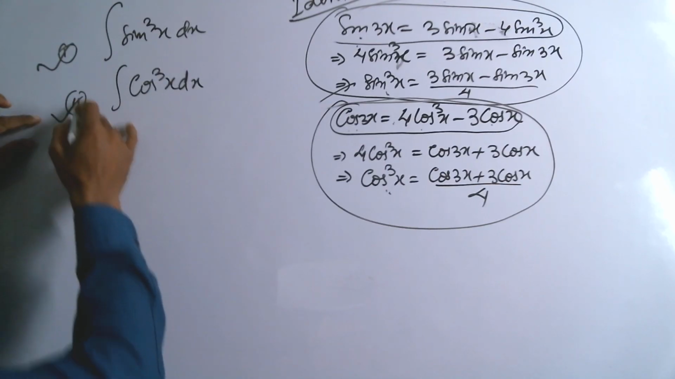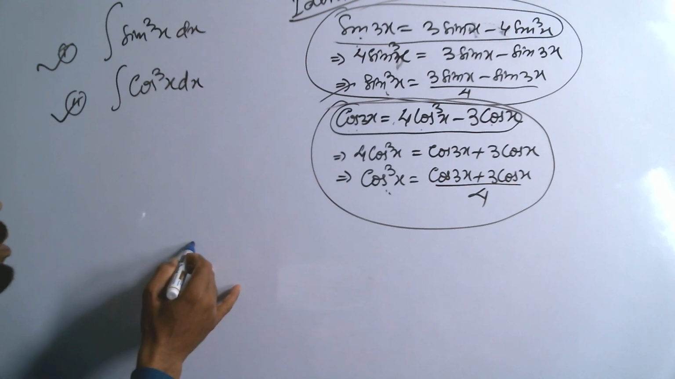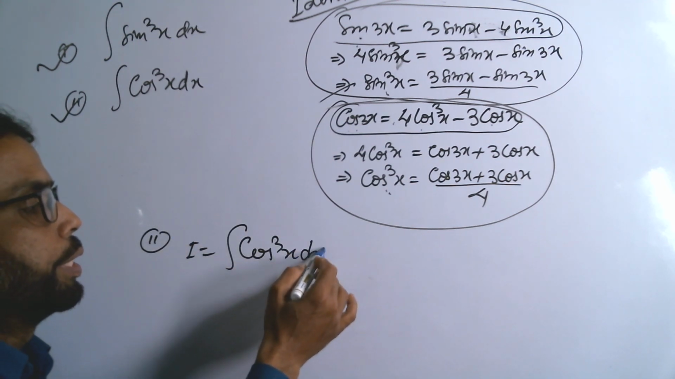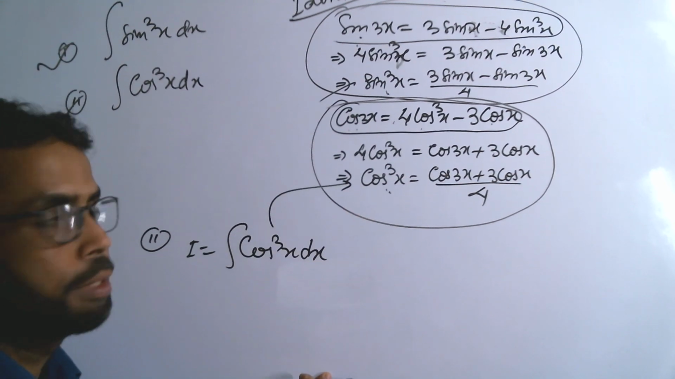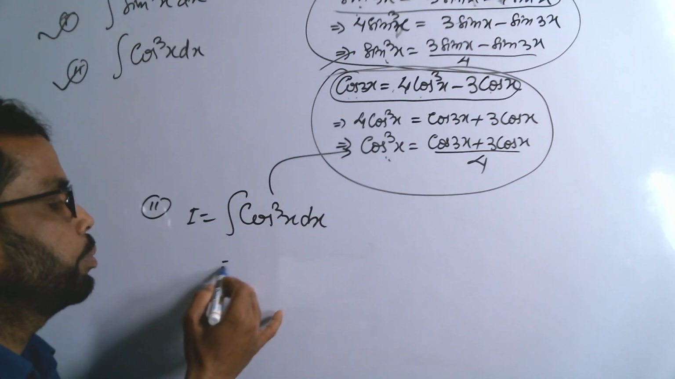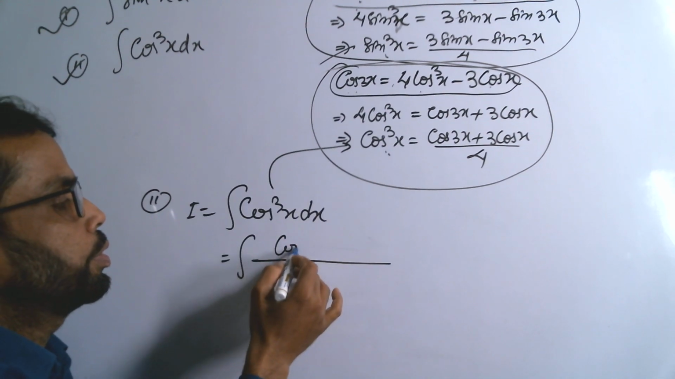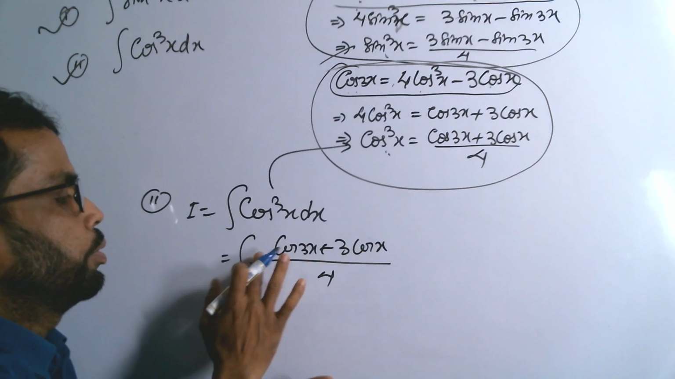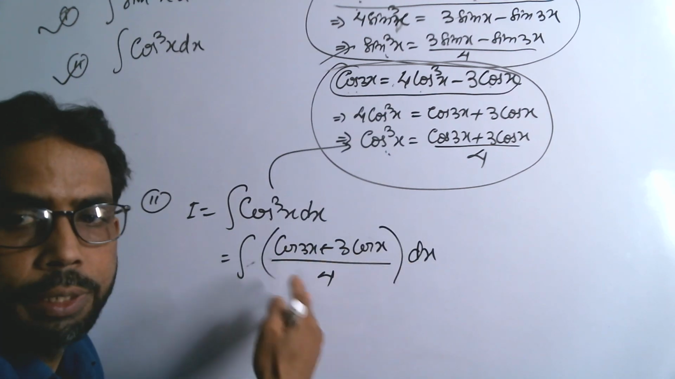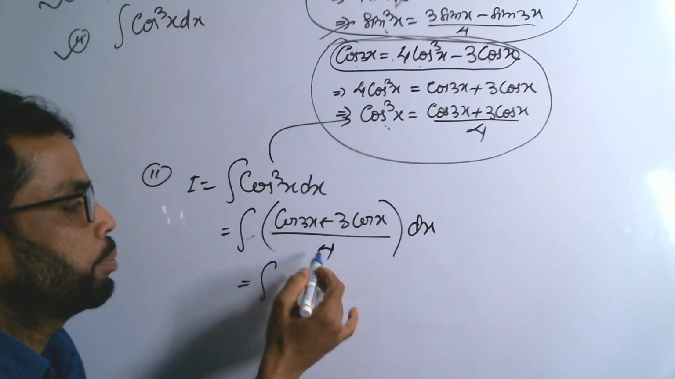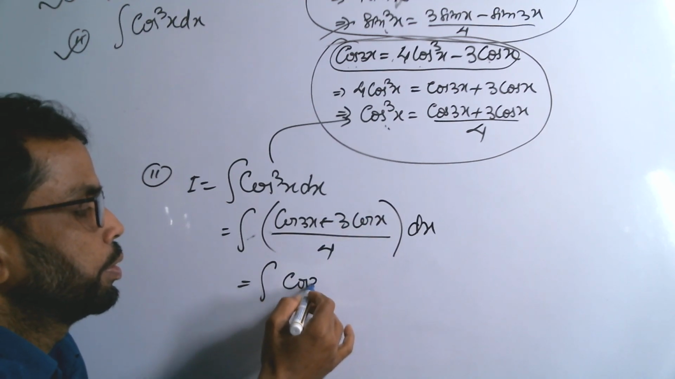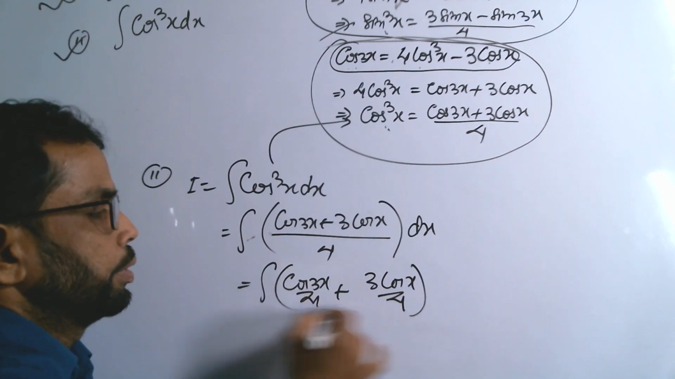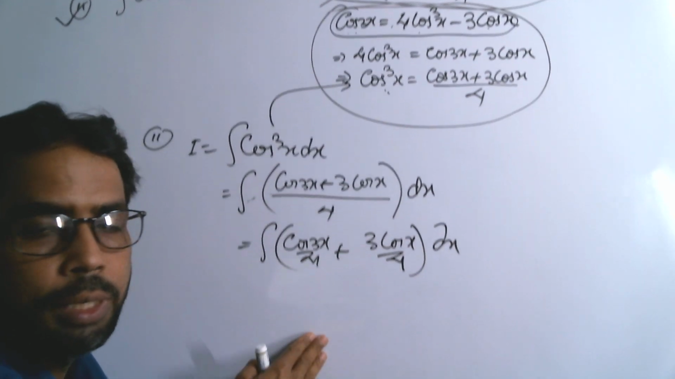Now let us integrate the second question. Integration of cos cube x dx. For cos cube, this is the identity we have explained. We must use this identity for cos cube. So cos 3x plus 3 cos x divided by 4. So same as before, we'll first split it. First term by 4 plus second term by 4, cos 3x by 4 plus second term 3 cos x, that is divided by 4. And then the two integrals completely separating.